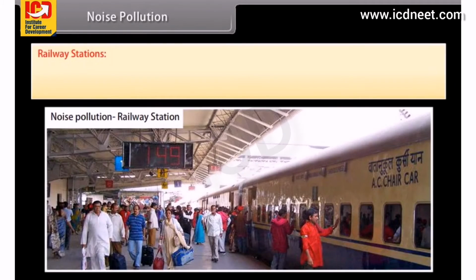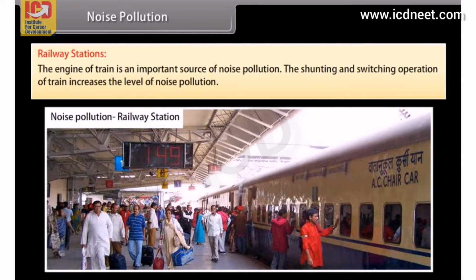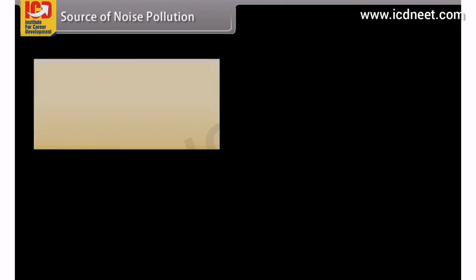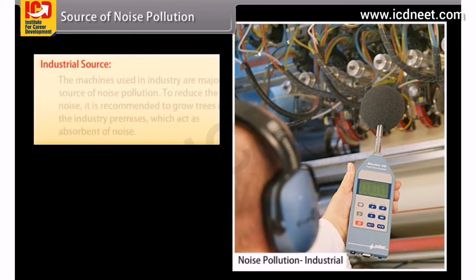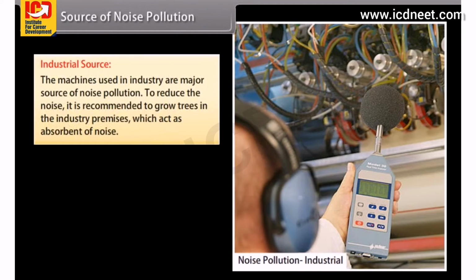Railway stations. The engine of a train is an important source of noise pollution. The shunting and switching operation of trains increases the level of noise pollution. Source of noise pollution. Industrial source. The machines used in industry are a major source of noise pollution. To reduce the noise, it is recommended to grow trees in the industry premises, which act as absorbents of noise.